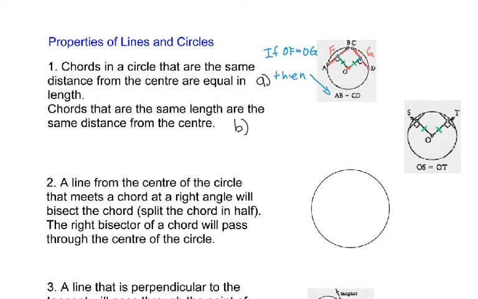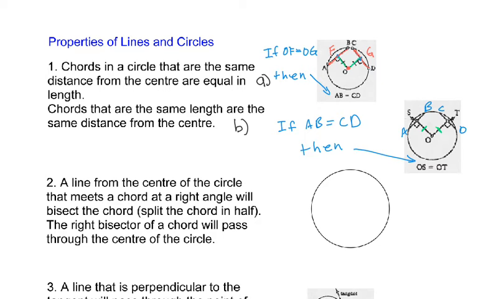We'll take a moment and label all the edges of all the chords so we have a nice equation and a nice statement. We'll label this chord AB, and we'll also label this chord CD. This time we'll relate the chords to each of the distances. So if AB equals CD, then OS equals OT.